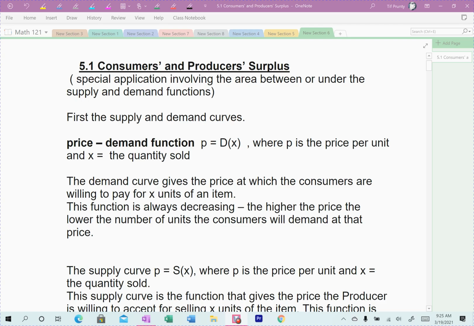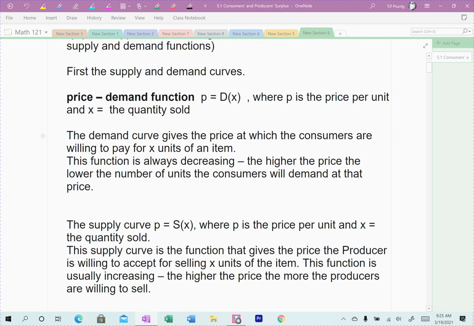The only section we cover in Chapter 5 is a special type of economic application called consumer and producer surplus. It has to do with a special type of area that we want to find, so it's going to involve a special type of integration. It's an application of supply and demand, and consumer surplus and producer surplus go hand in hand.